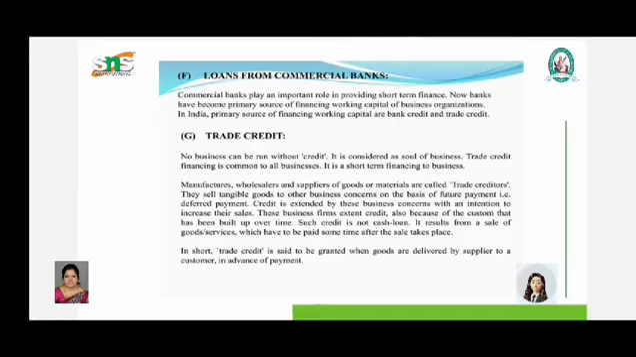Commercial paper is defined as a short-term unsecured money market instrument used as a promissory note by big corporations having an excellent credit rating.